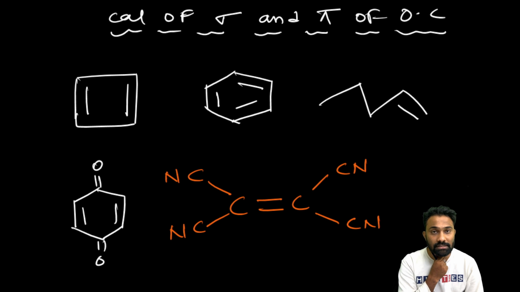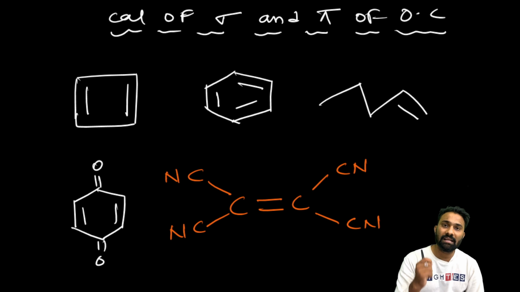Many of the students make very many mistakes in a hurry. Whenever the bond line notation is given, and they ask how many sigma and how many pi bonds are there in the given compound, many times the students forget the hydrogens. Whatever bonds they see in the structure, they consider only that many bonds.